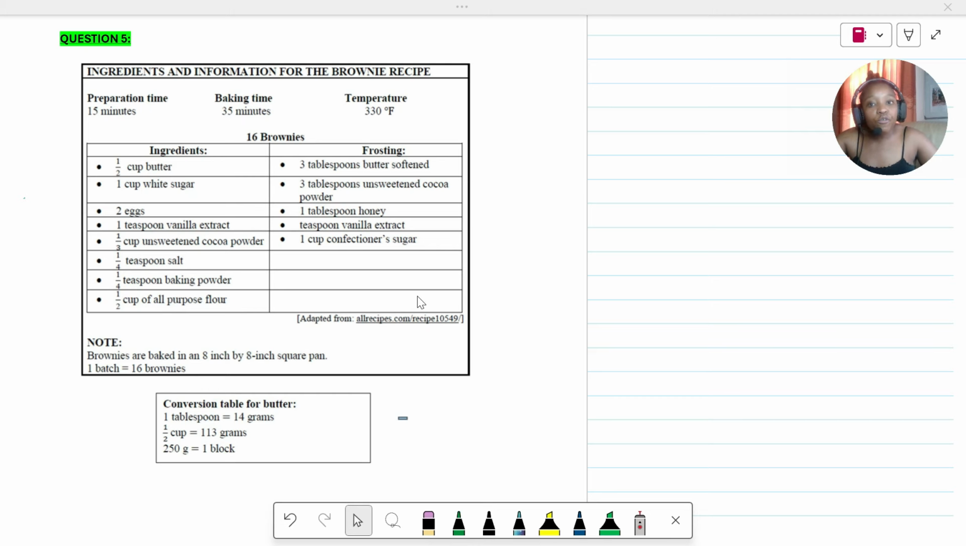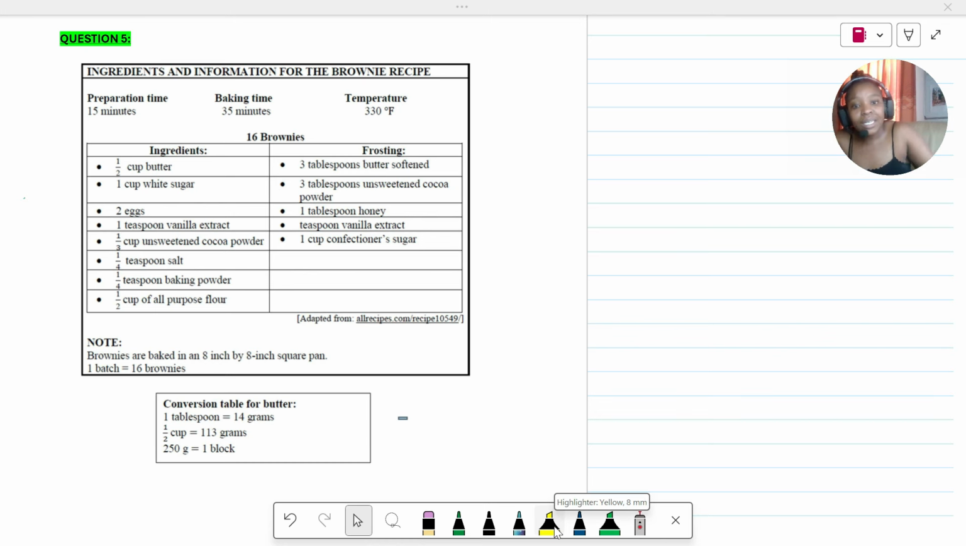Now, to do the frosting, to frost the cream there at the top that we all love, you need 3 tablespoons of butter, 3 tablespoons of unsweetened cocoa powder, and 1 tablespoon of honey. You need a teaspoon of vanilla essence, and you need 1 cup of confectioner's sugar. So that's what we're going to need to do the frosting.